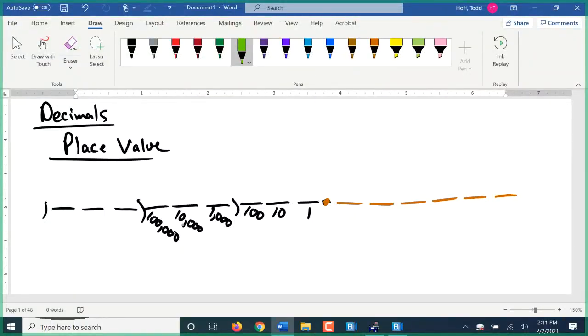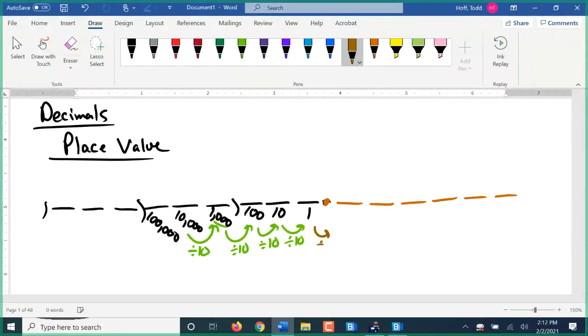We notice a pattern with our place values. Whenever we move one place value to the right, the place value of it is divided by 10. 10,000 divided by 10 is 1,000. 1,000 divided by 10 is 100. 100 divided by 10 is 10. 10 divided by 10 is 1. And this pattern keeps going as we keep going to the right.